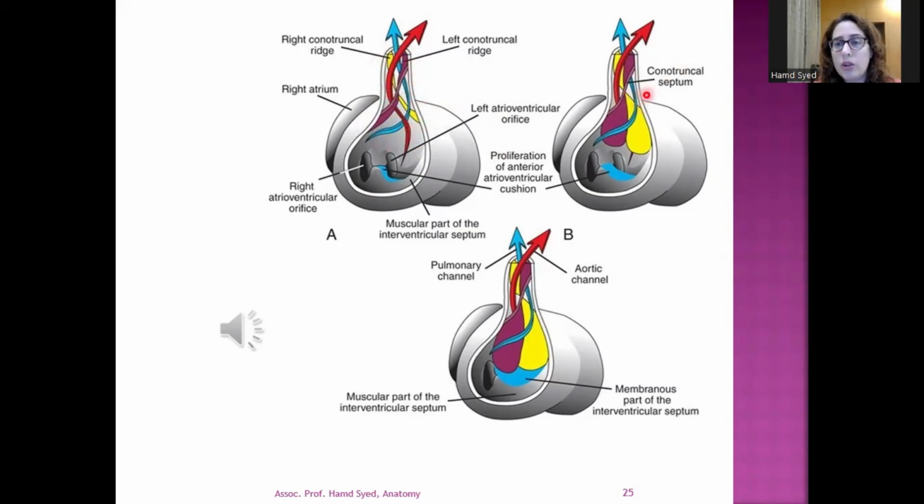And these two separate channels, as I told you before, in the truncal region represent the aorta and the pulmonary trunk. And in the conus region, these separate channels represent the outflow tracts of the right and left ventricles.